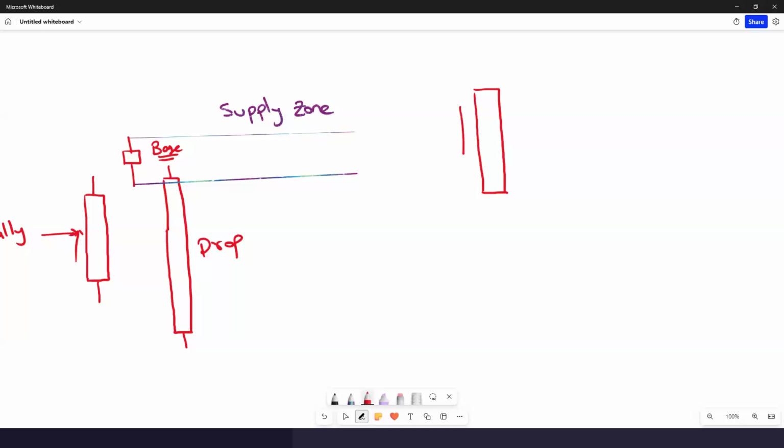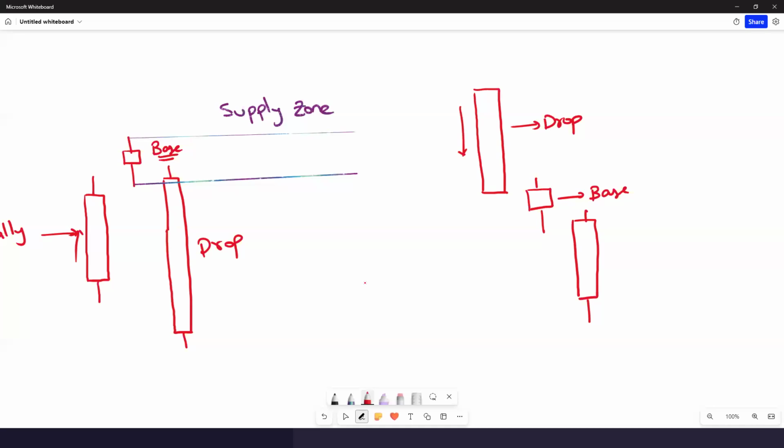Yeah, already the price action is coming down. It's already a drop. Followed by that, I'm seeing a small consolidation candle. And followed by that, again, there is a drop. So here the color of the candle doesn't matter. It can be green, it can be red. So the base candle color doesn't matter at all. So followed by that, I'm seeing a drop over here.